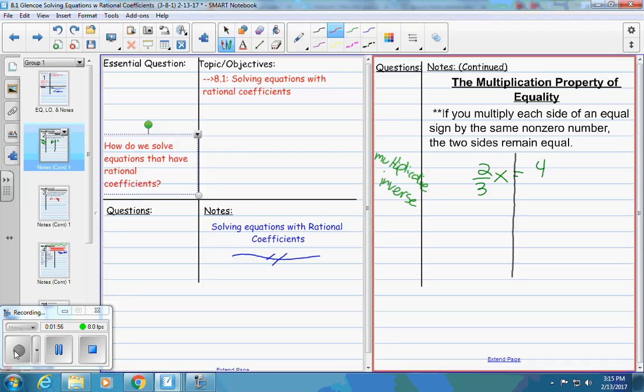That's the universal math rule of being fair. If I change the left, I'm going to have to change the right. Remember, math's a perfect world.